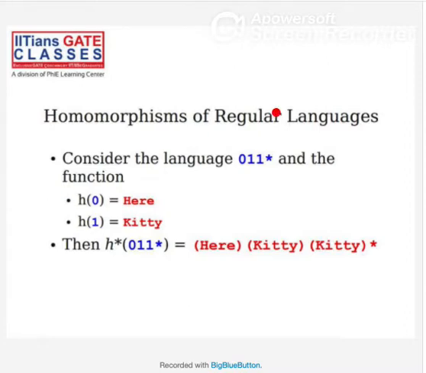You can try this example also. So you have this language 0 1 1 star, this is the regular expression. The regular expression is given to you, and from the regular expression you can very easily find the homomorphism of this language. All you need to do is just replace each symbol in the regular expression by its image.